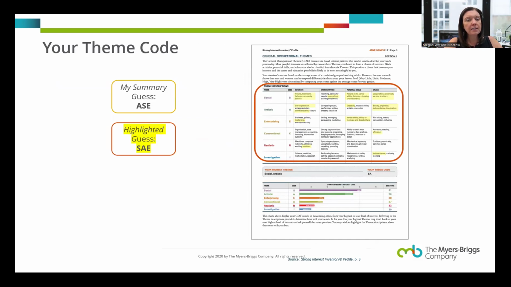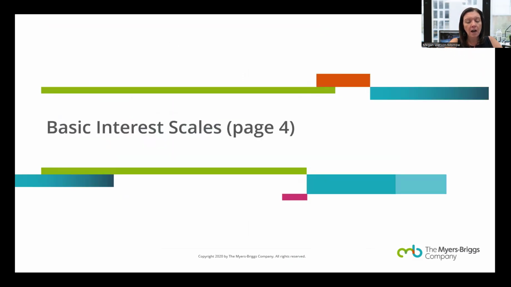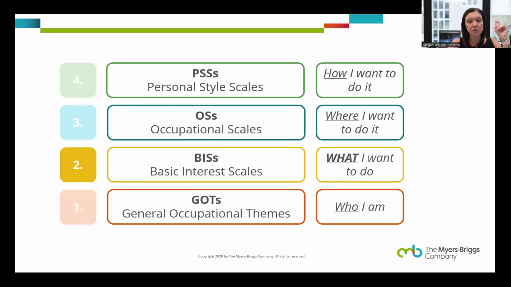All right, so then there is your guesstimated theme code against yours. I'm going to go through here. Okay, so that is the who I am part, talking about your values according to your top letters. Now, let's look at your basic interest scales. This is the what you would like to do, right?